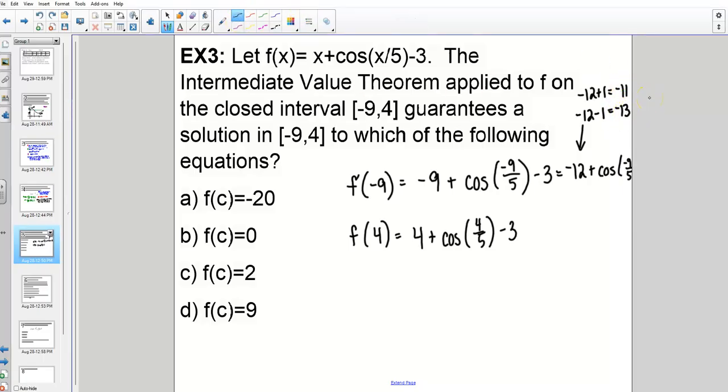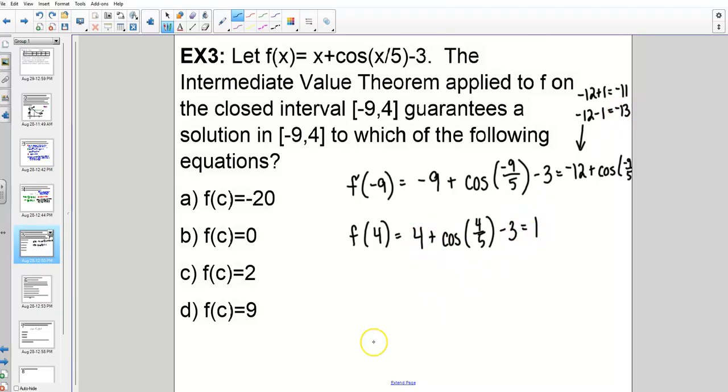I don't know exactly the value, but it's got to be between negative 11 and negative 13. Which answer choice would that? Well, actually, no, we need to know the other part first. Okay, so this is somewhere between negative 11 and negative 13. Let's think about the same thing here.